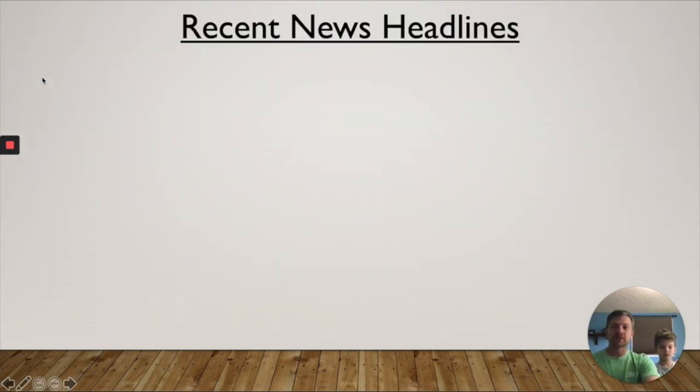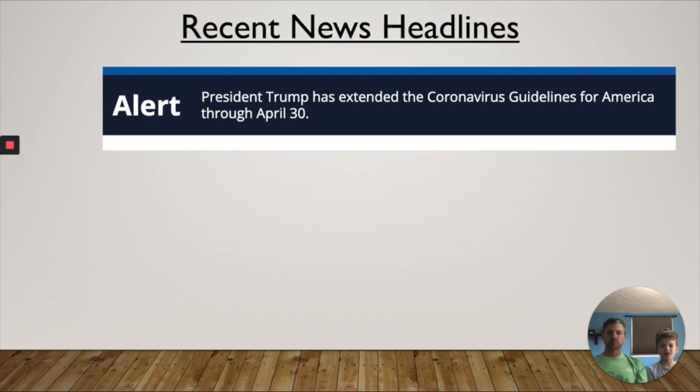All right, so here's some recent news headlines. Andre, I'm going to let you read these aloud when they pop up, okay? Oh, look. President Trump has extended the coronavirus guidelines for America through April 30th. His coronavirus guidelines are the things that say you need to stay 6 feet apart, that you can't leave your house if you're sick, you need to stay in quarantine. There's a lot more guidelines than that, but those are the big ones. And notice that he is the president, and he has said that that needs to keep happening through April 30th.